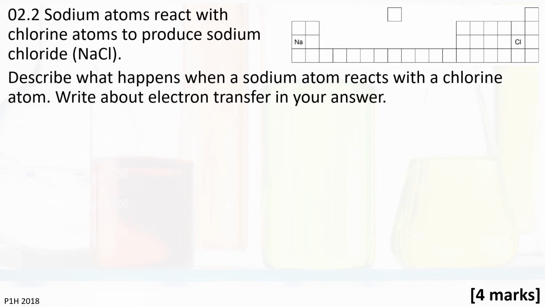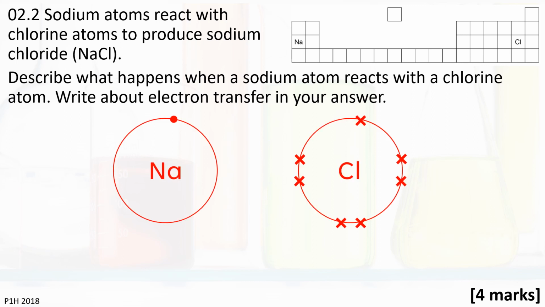Here's the next part of the question. Sodium atoms react with chlorine atoms to produce sodium chloride, NaCl. Describe what happens when a sodium atom reacts with a chlorine atom. Write about electron transfer in your answer. The diagram shows how many electrons are in the outer shell for an atom of sodium and an atom of chlorine.